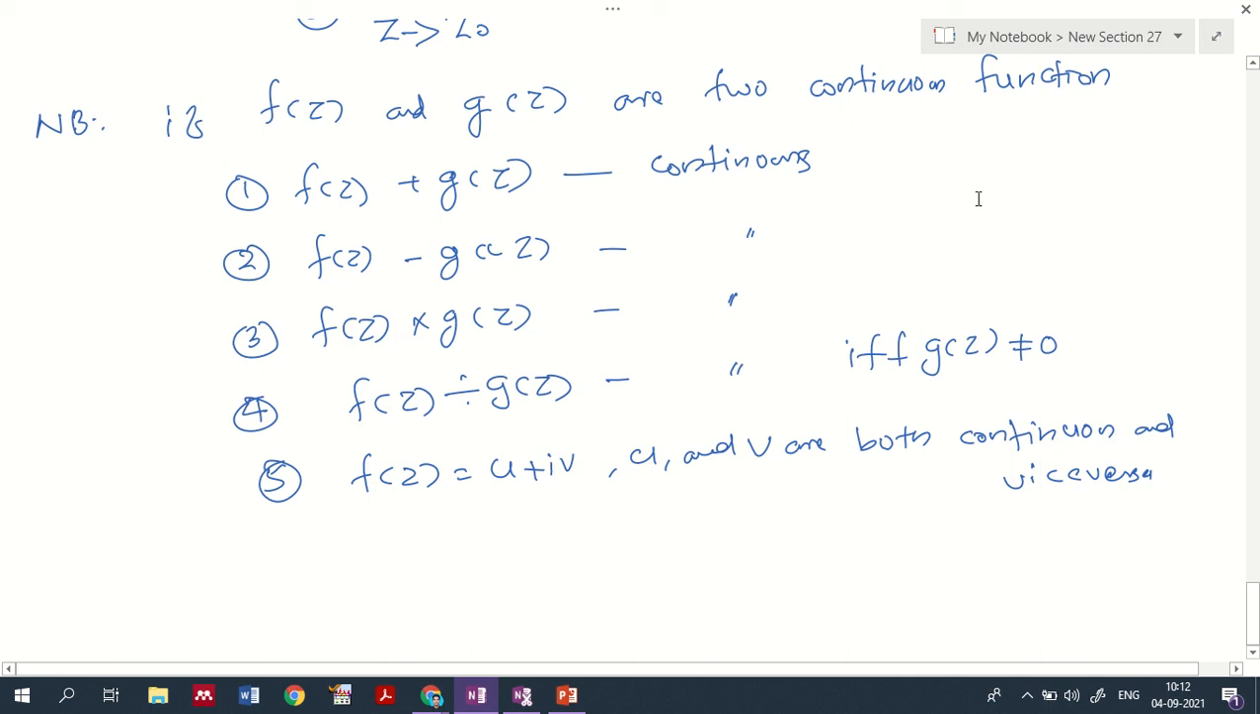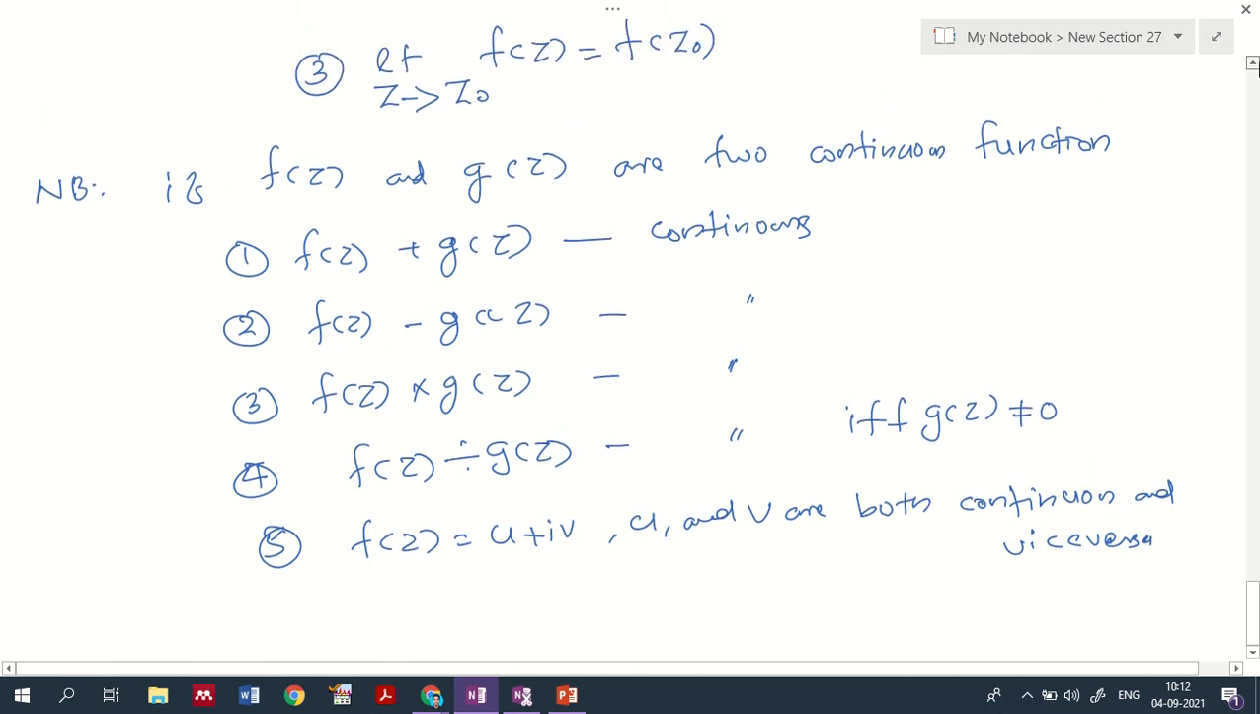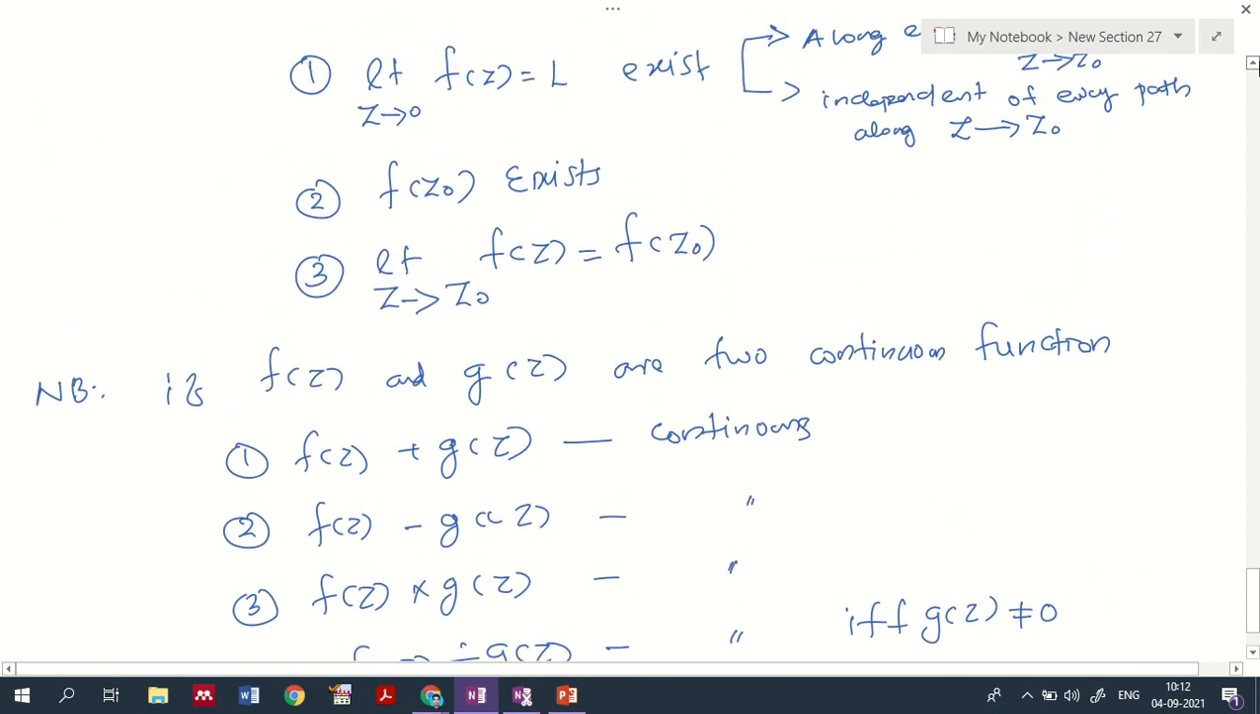Okay, then how do we check the continuity? We already said that the limit should exist, that's the first condition. And the second condition is that f of z0 should exist. How do we check that? That is limit z tends to z0, f of z should be equal to f of z0.